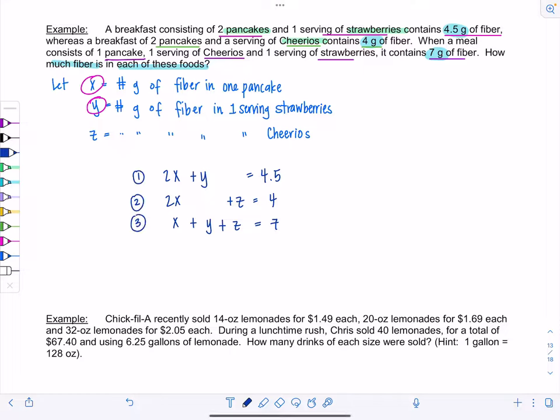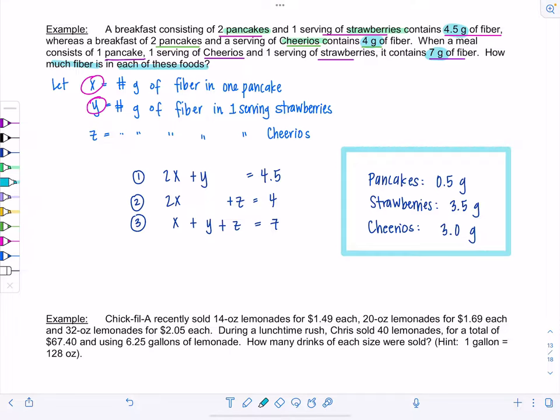Okay, there you go. Pancakes. The kind that they're making at this establishment for breakfast have a half a gram of fiber per pancake. And then a serving of strawberries, 3.5 grams of fiber. And Cheerios, one serving, 3 grams of fiber. Okay, very good. You work that system out on your own. You can do it.